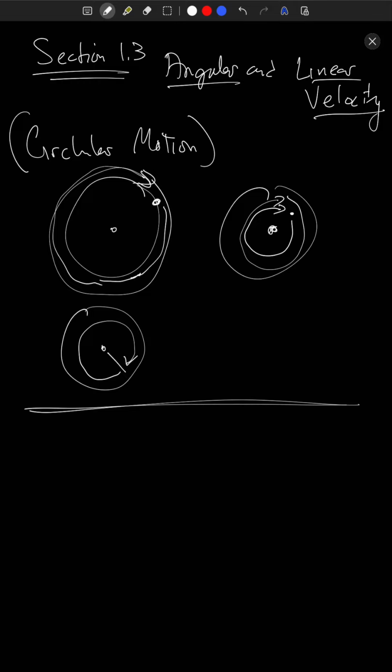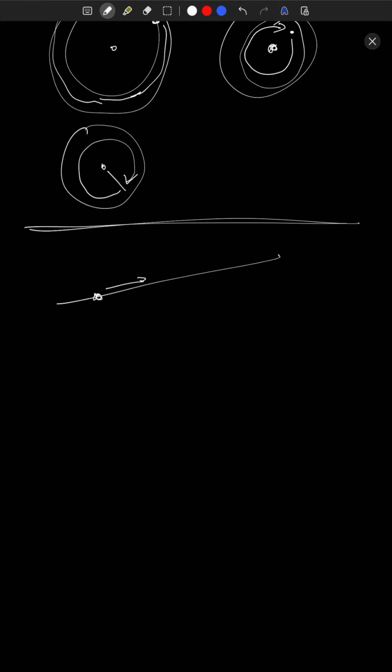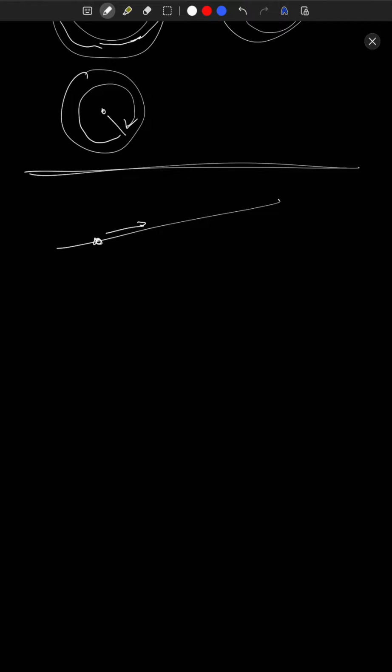So one good analogy to think about when we talk about this section is just regular linear motion, like you're driving along a straight road. The analogous situation would be driving along a straight road at a constant speed. All right, no hitting your accelerator, no hitting the brakes. You're just driving at a constant speed. Okay, here you're going around a circle at a constant speed. All right, so that's our setup. Our first concept is angular velocity.